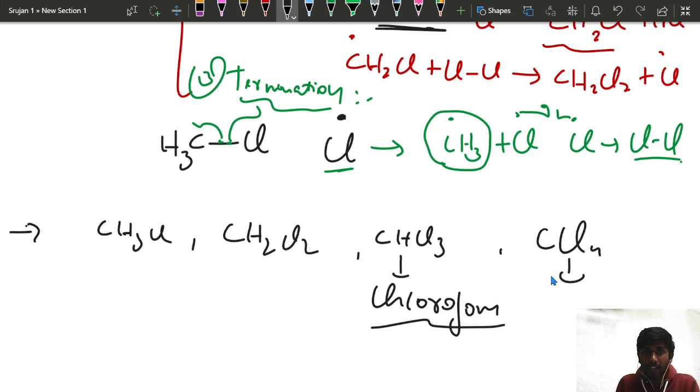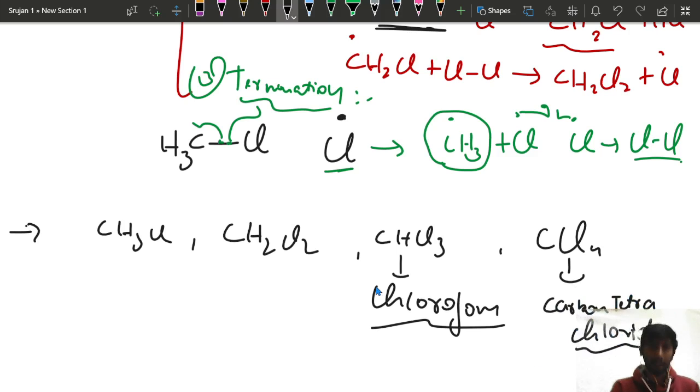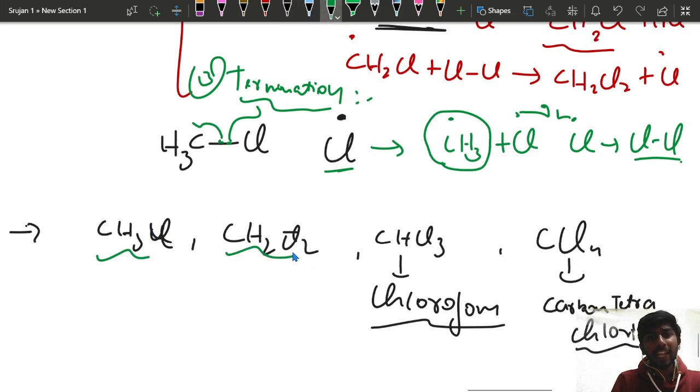The chain does not stop, it continues. Okay, this is a chain reaction. Okay, CCl4, what is CCl4? Carbon tetrachloride. It's a carbon tetrachloride. Okay, fine. So these are all products you are getting in this reaction. Okay, these are all alkyl halides themselves. Fine.